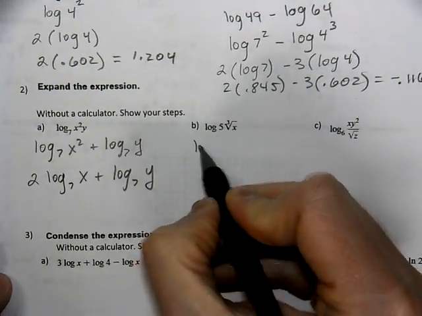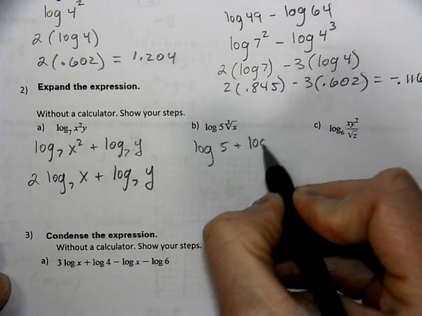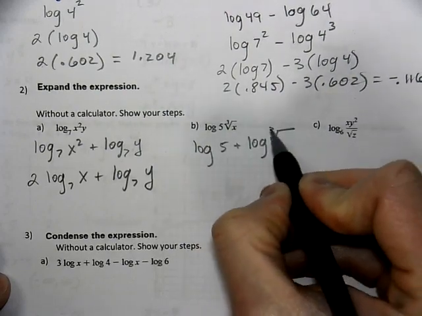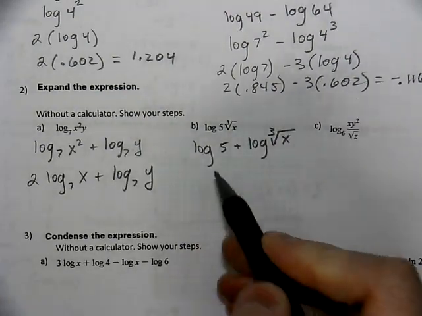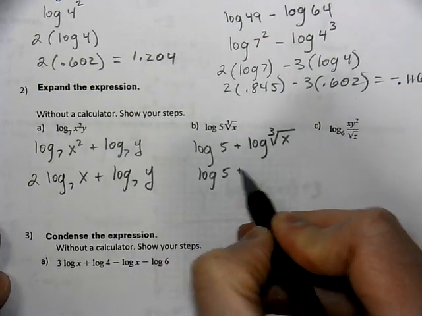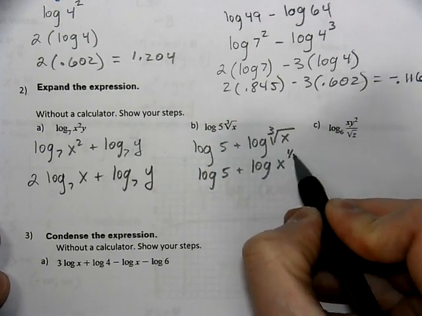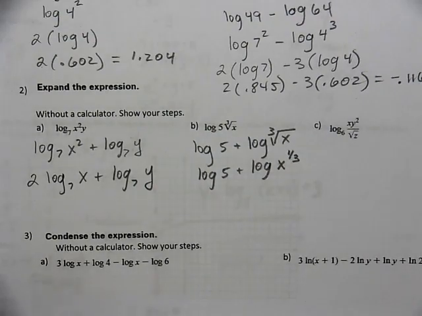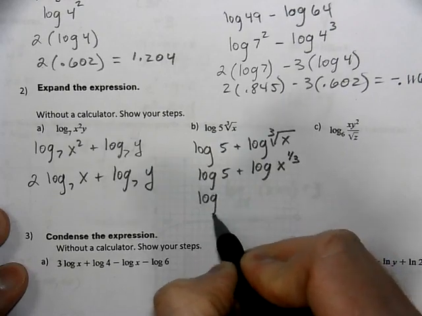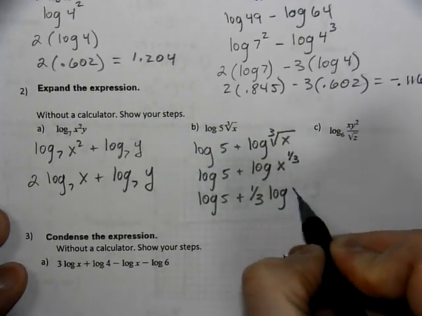This next one, again, we have multiplication, so we're going to add for the cubed root of x. Well, log of 5 is all set, but I know that the cubed root of x can also be written to the 1/3 power. And if that's a power, then it gets put in front of its own log.